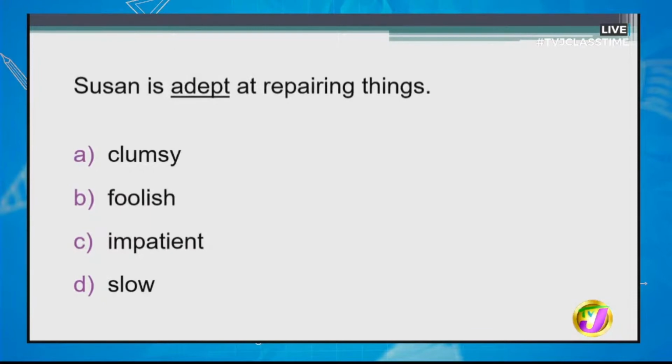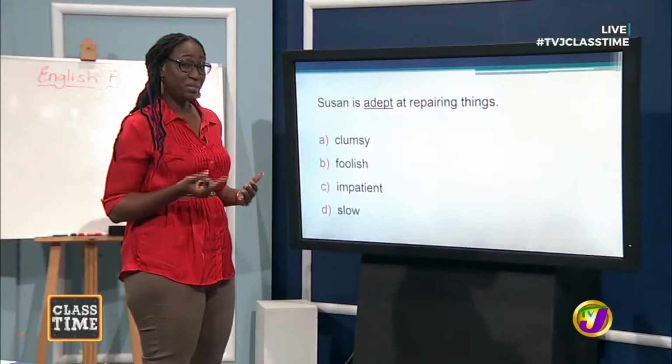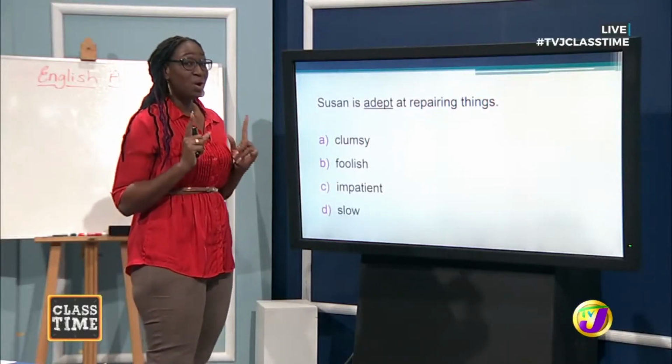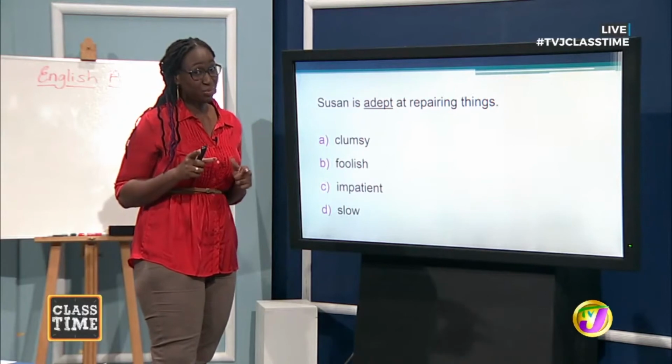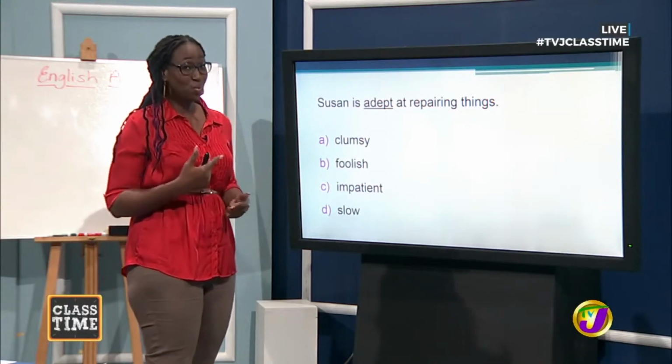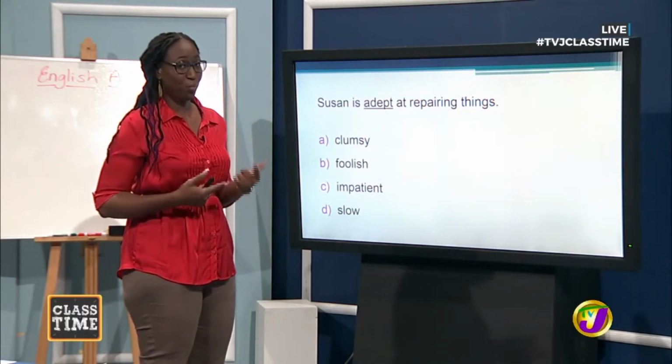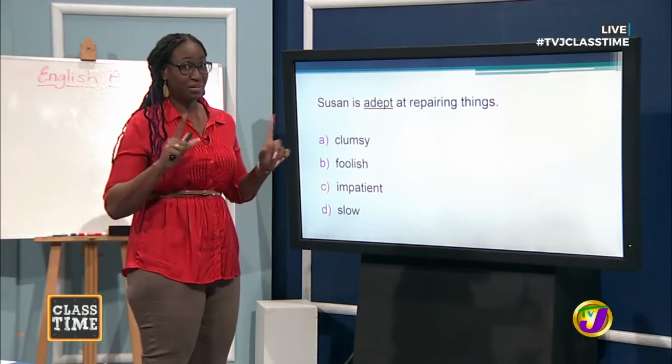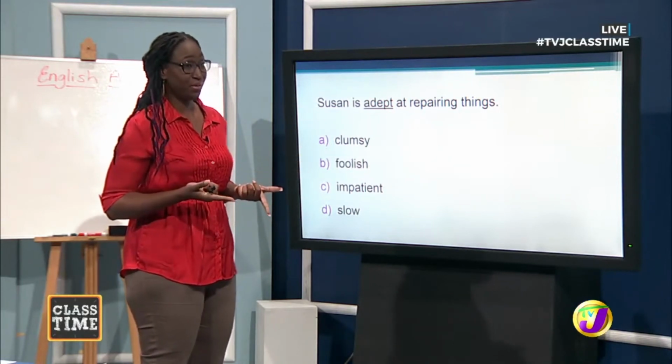Susan is adept at repairing things. Again, the context doesn't really give you much to work with. So this is one of those cases where you have to have an understanding of what the word means. So you cannot always rely on the context to help you. So it helps to know a wide number of words. Have a very, very extensive vocabulary.